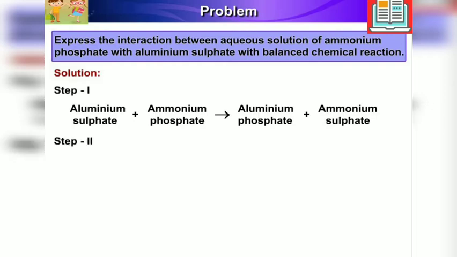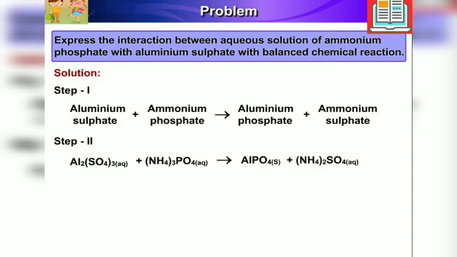Step 2. Al2(SO4)3 in aqueous form plus (NH4)3PO4 in aqueous form gives AlPO4 in solid form plus (NH4)2SO4 in aqueous form.